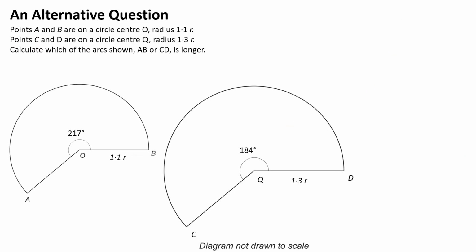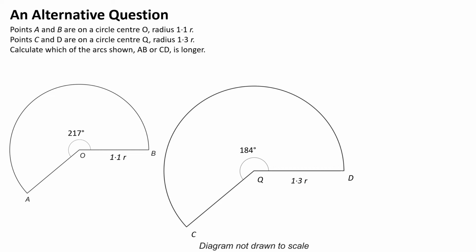Here we have an alternative question, also about arc length. Points A and B are on a circle, centre O, radius 1.1r. Normally we think of r as representing the radius, but they've given us a radius which is 1.1r, where r is some quantity, so we need to be careful that doesn't trip us up. Similarly, points C and D are on a circle, centre Q, with radius 1.3r. Calculate which of the arcs shown, AB or CD, is the longer.